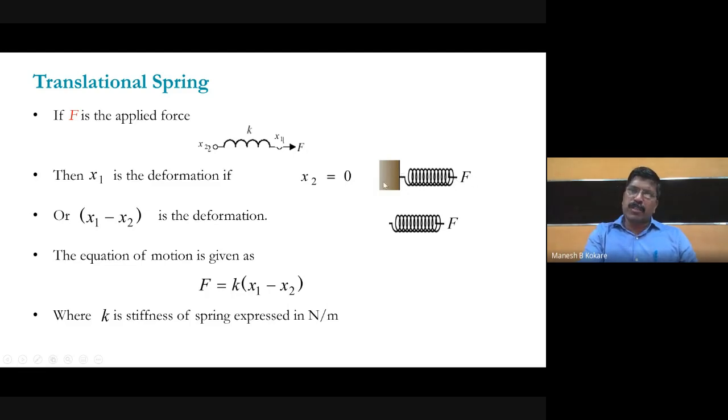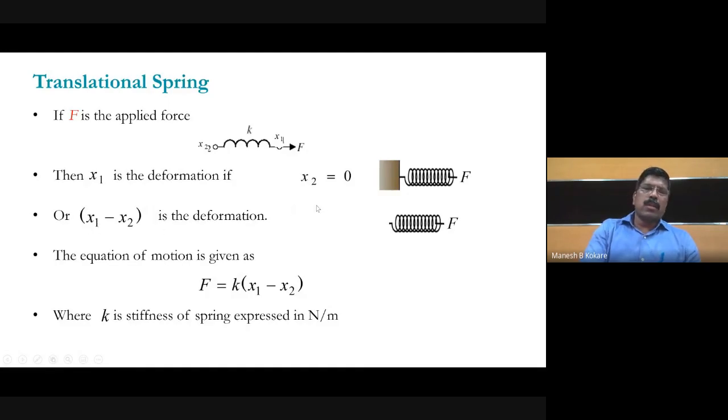So definitely this end will stay at its location, but the other end will have the displacement. If you consider this end as x2 and the other end as x1, x2 will not change, its location will not change because it is fixed at the wall or reference side. But when you apply force on this end, x1 will move. If F is the applied force, then x1 is the deformation if x2 is equal to 0, or x1 minus x2 is the deformation. But now x2 is 0, so the total deformation will be equal to x1.